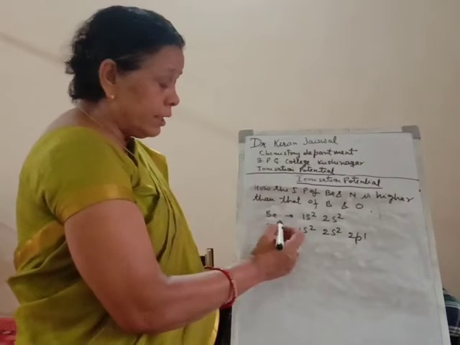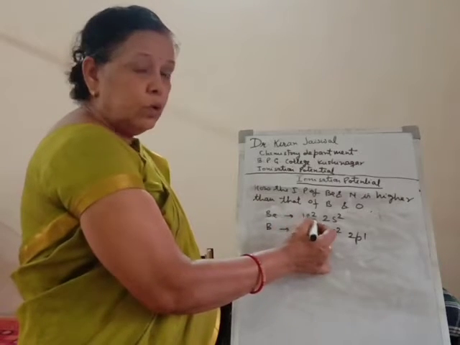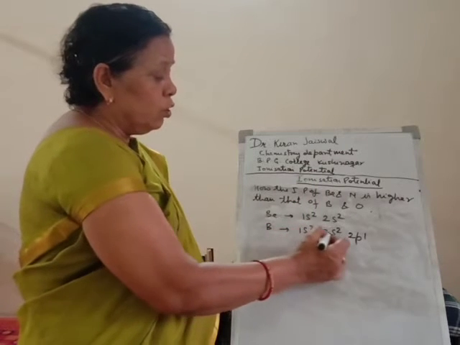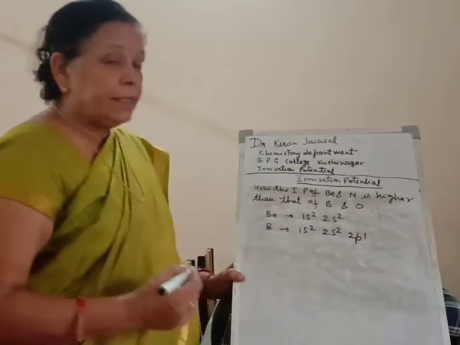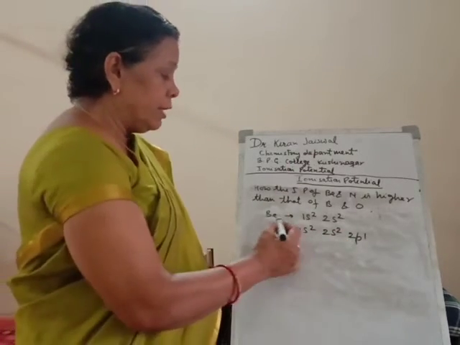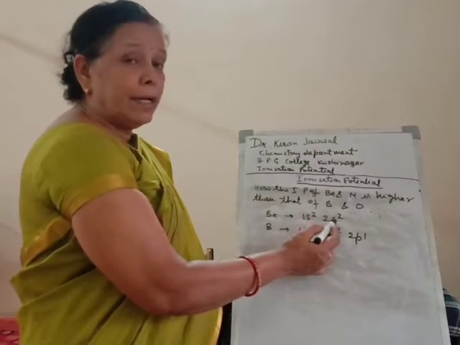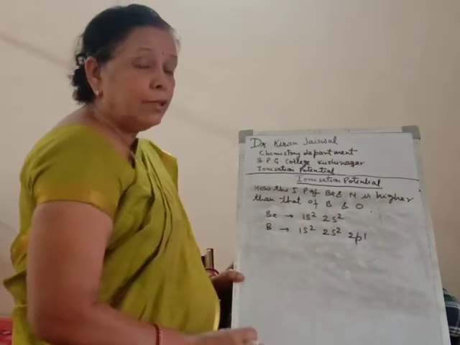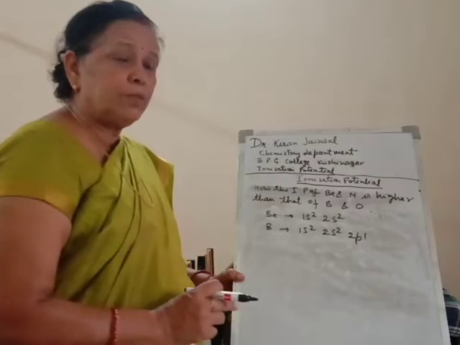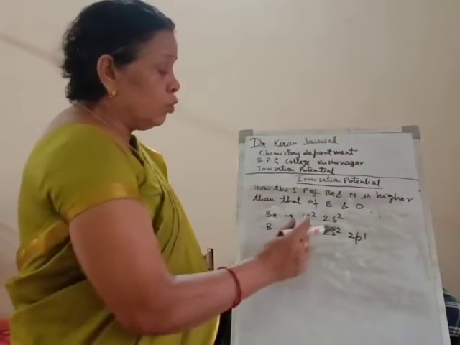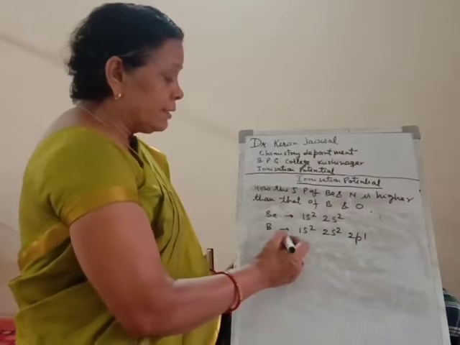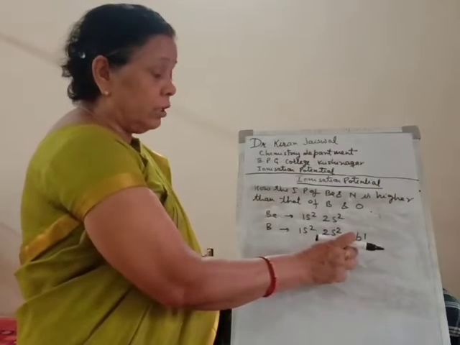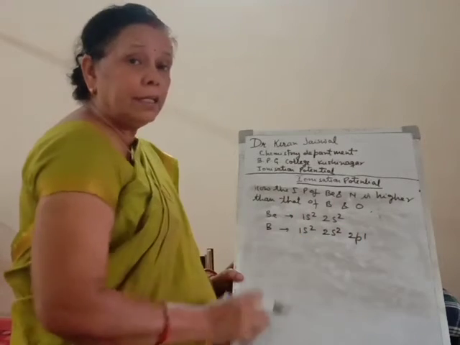The electronic configuration of beryllium is 1s2 2s2. The electronic configuration of boron is 1s2 2s2 2p1. In beryllium, the outermost orbital has 2 electrons, and we know that the s orbital holds a maximum of 2 electrons, so it is a fully filled orbital. But in boron, there is only one electron in the p orbital, so it is an incomplete orbital.